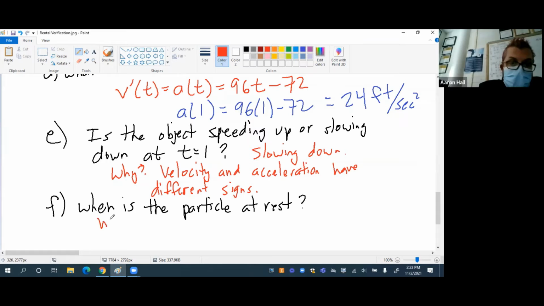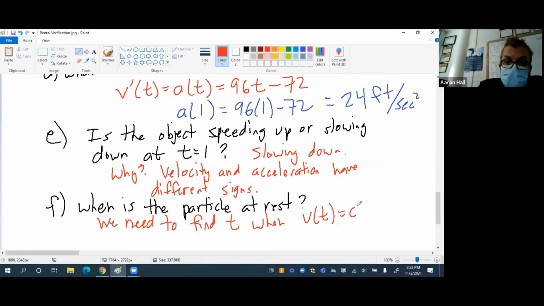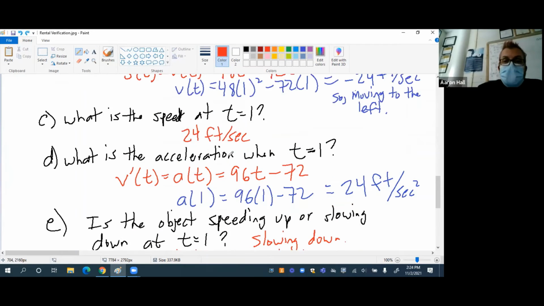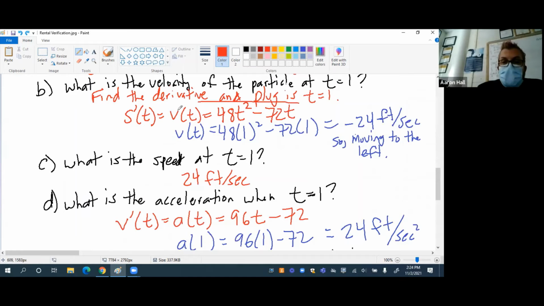So we need to find t when v of t is 0. Well, we have v of t right here. Oh, is that? No, that's not v of t. That's a of t. Where's v of t? There's v of t right here.